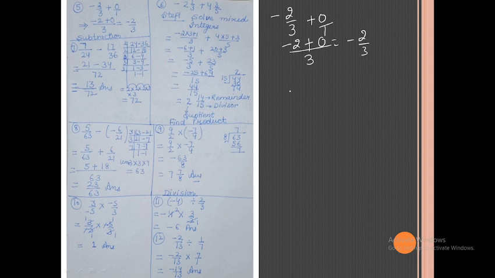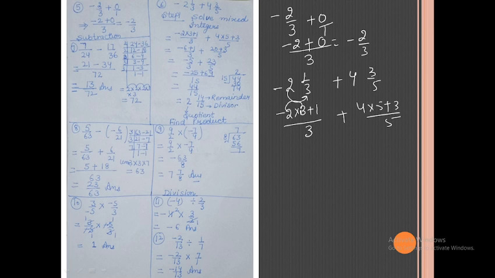And now if you are given values in mixed form, then first of all you have to convert into standard form, like minus 2 into 1 by 3 plus 4 into 3 by 5. 2 multiplied by 3, 2 3 is the 6, 6 plus 1. Minus 2 multiplied by 3 plus 1 divided by 3 plus 4 multiplied by 5 plus 3 divided by 5.